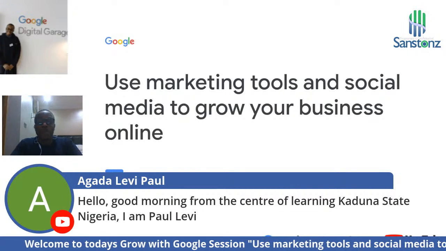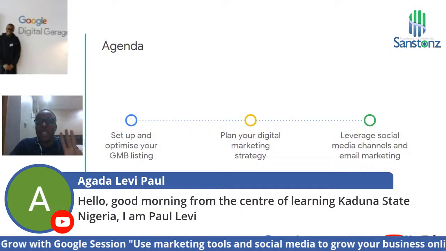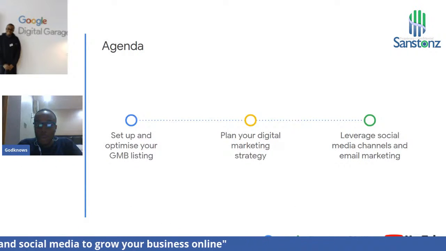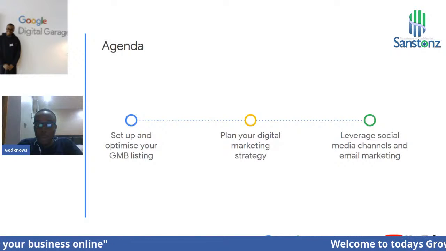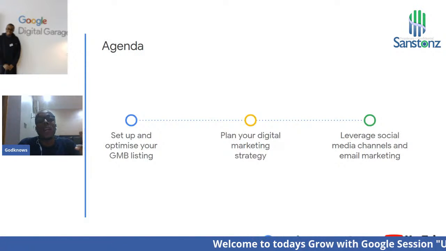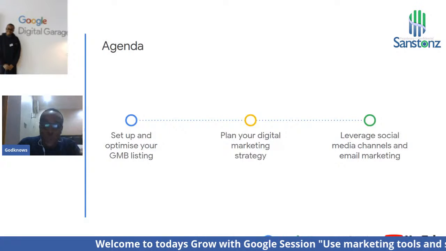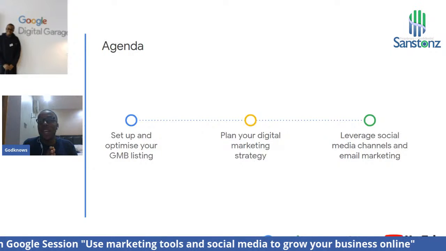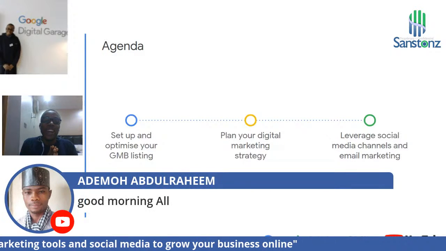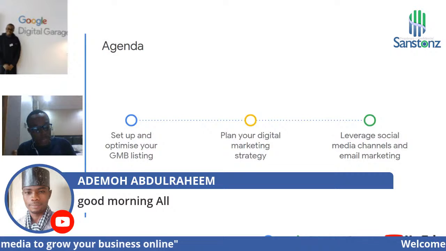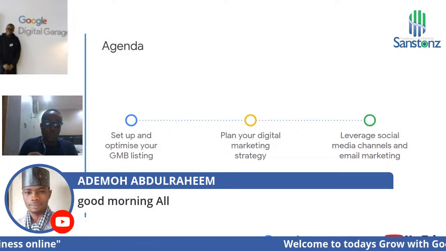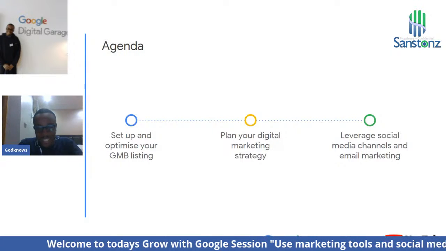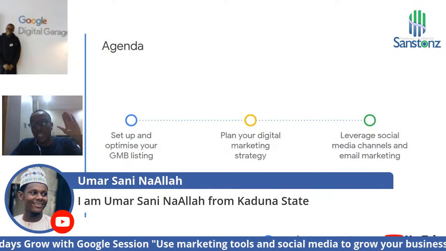For our agenda today, we have three distinct agendas. Number one is to set up and optimize your GMB listing. Wherever you see GMB, it means Google My Business. During the session, whenever I say GMB, just know I'm referring to Google My Business. I don't know if anyone has heard of Google My Business. If you have, please say yes in the chat.